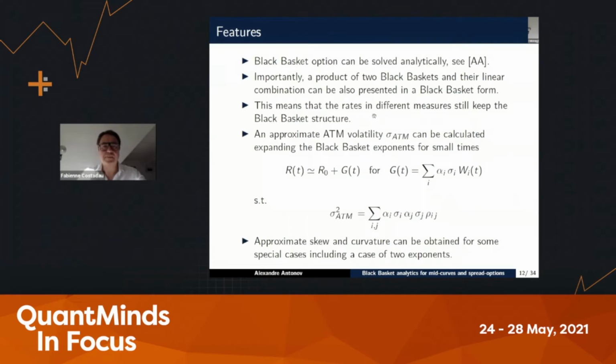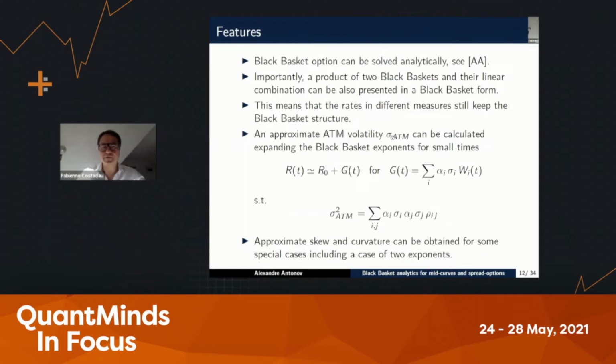Some features of the black basket. So the first, of course, the black basket option can be solved analytically, so we can check it in my paper. Importantly, the product of two black baskets and their linear combinations can also be represented in black basket form, so it's sort of an algebra. So this means that the rates in different measures still keep the black basket structure. We don't need to do some tweaks around to bring it up.